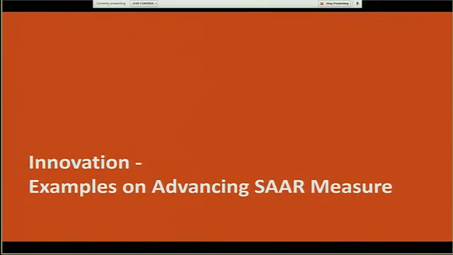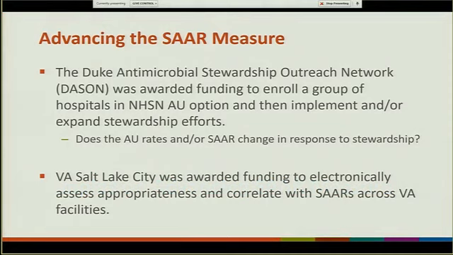Innovation, we are working with several researchers in advancing the SAAR measure. Next slide. We are working with the Duke Antimicrobial Stewardship Outreach Network. They were awarded funding to enroll a group of hospitals in NHSN AU and then implement or expand their stewardship efforts. And the main question that we're interested in, does the AU rate and SAARs change in response to stewardship?